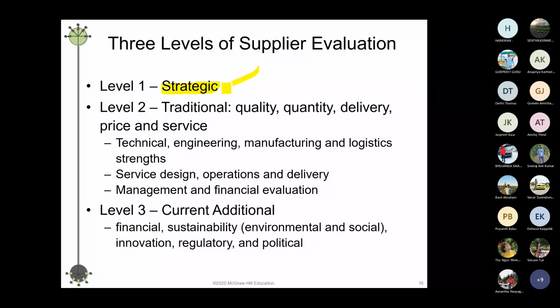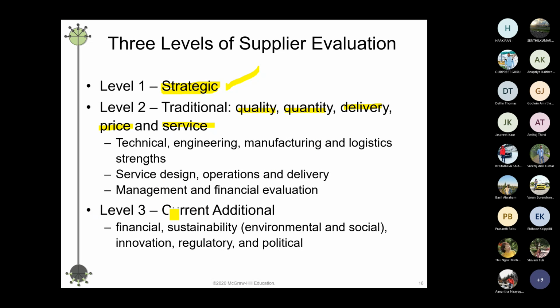If there is no link, then whatever you are doing in the supply and procurement department is not something that the organization, that the company, wants. So you may end up selecting wrong suppliers. Level 2, we have 5 traditional criteria, which are quality, quantity, delivery, price, and the services. So you need to make sure that these 5 criteria are considered when you are buying from a supplier.